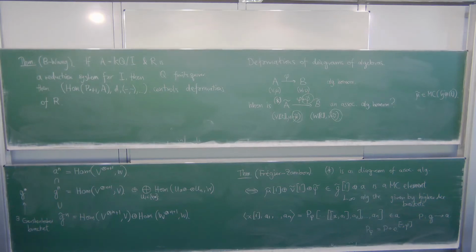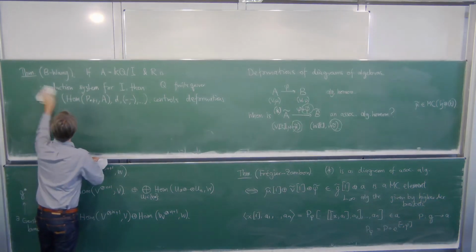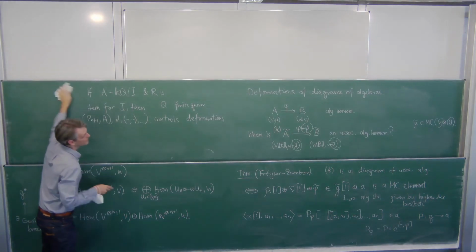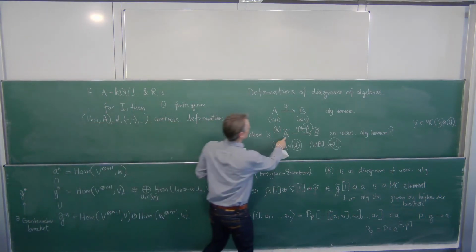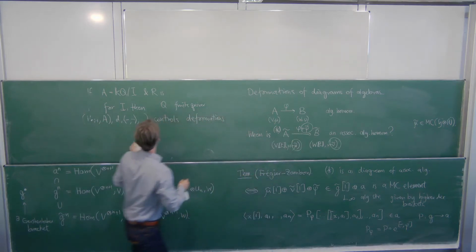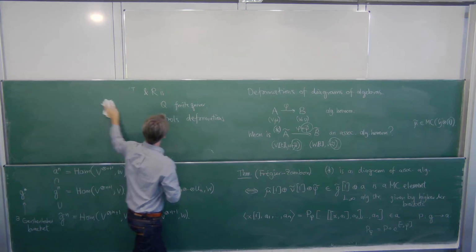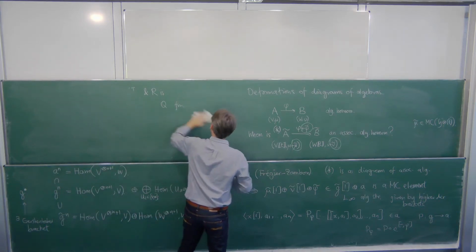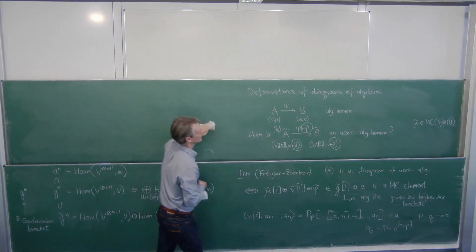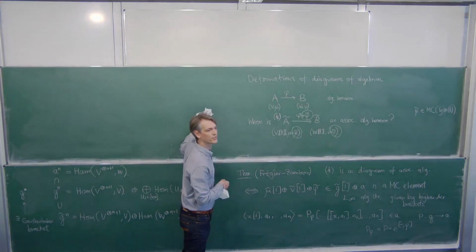But this is another case where there's a natural DGLA for the one term here and for the other term. And if you want to combine those to look at simultaneous deformations, you get a natural L-infinity algebra structure.